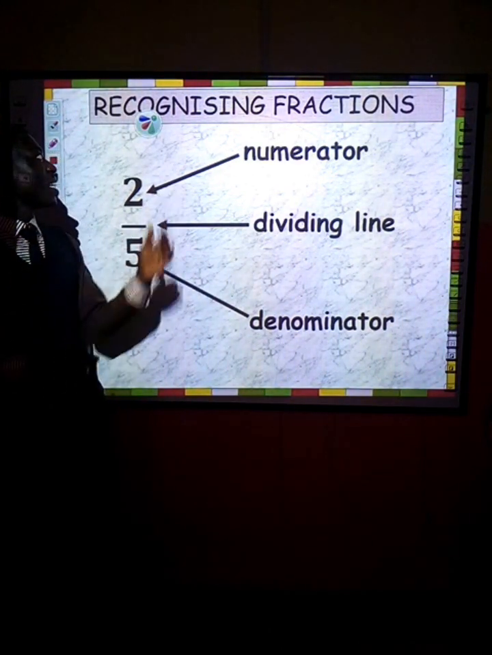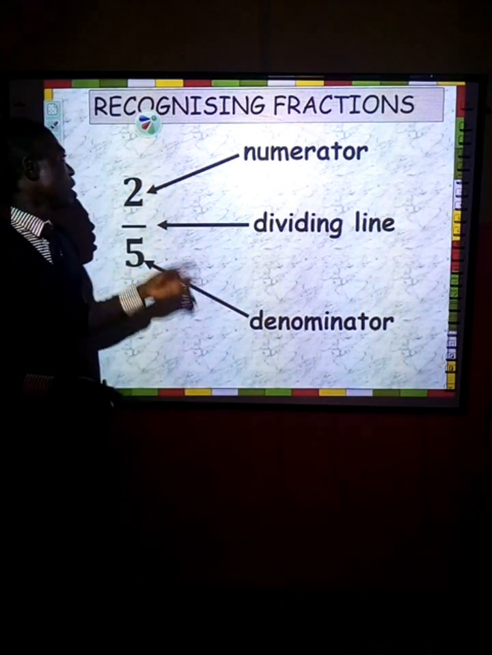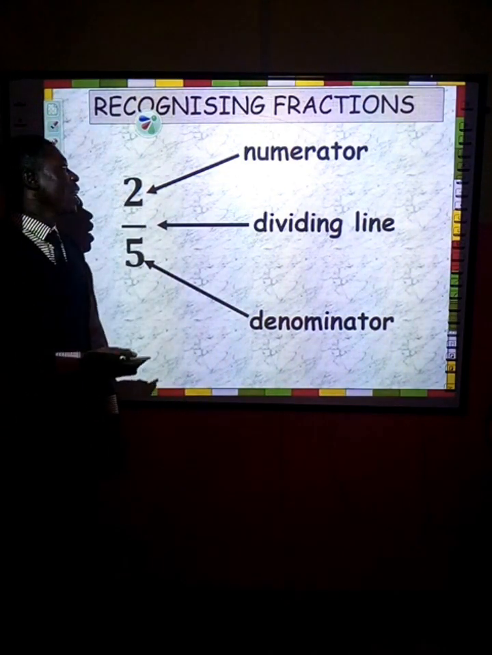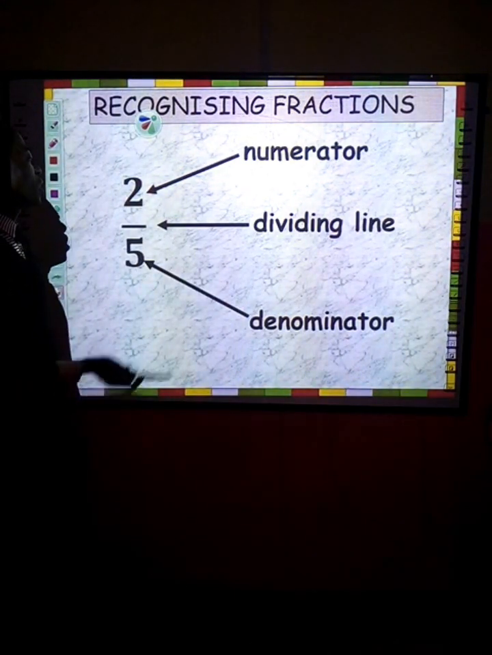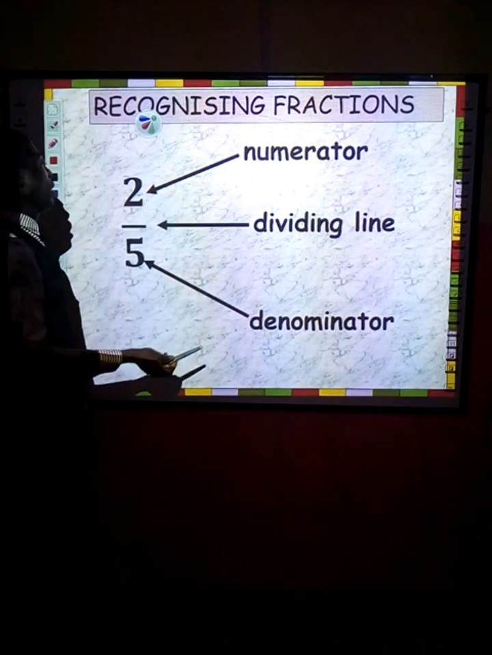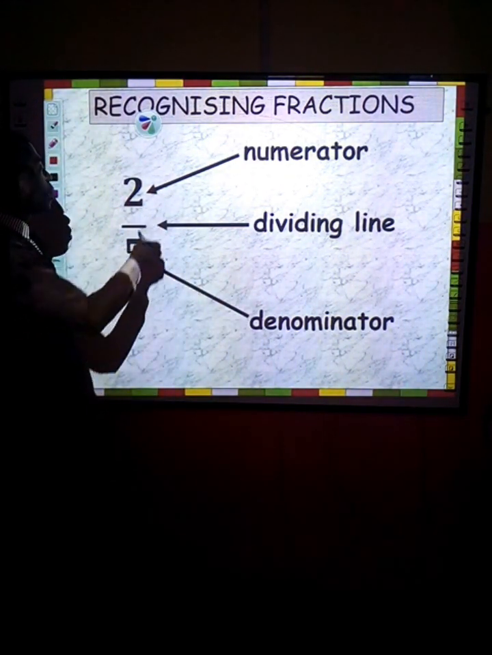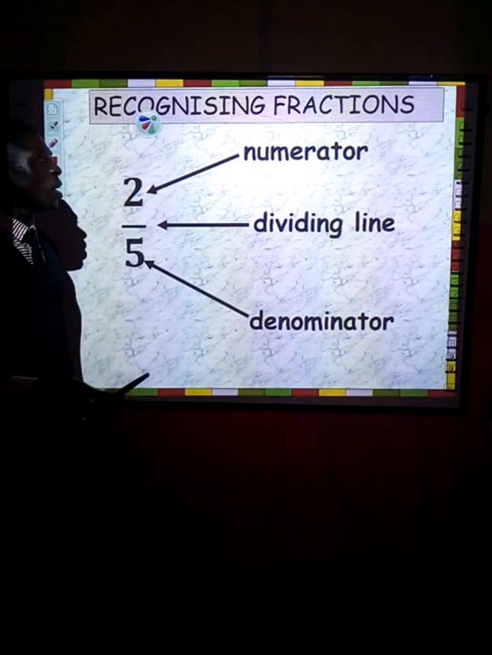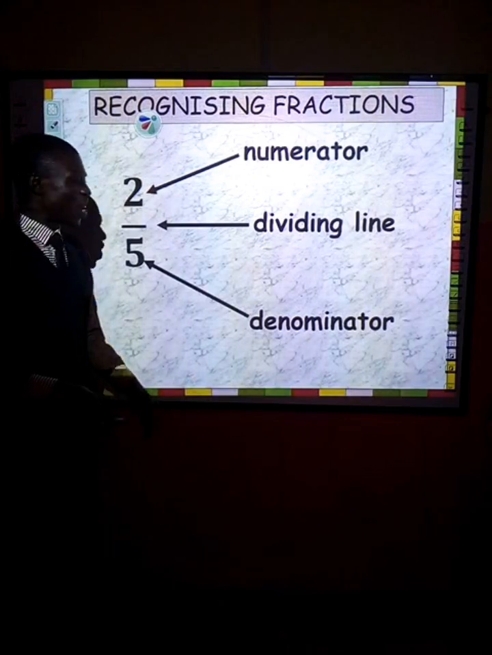Today we want to look at how to recognize fractions. So a very quick one. There's an example here. I have 2/5, and how do we recognize which one is numerator and denominator? Of course, the up one is called the numerator. The number under is called the denominator, while the line that separates the numerator from the denominator is called the dividing line. I hope it's understood. Thank you.